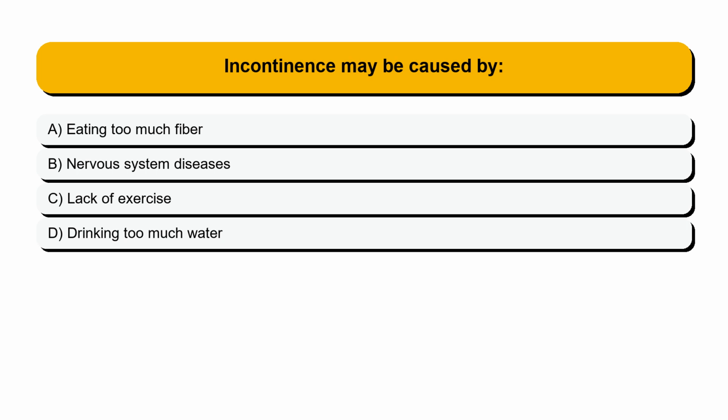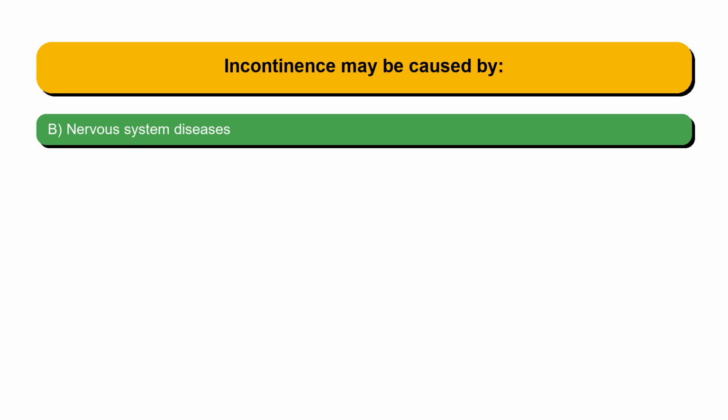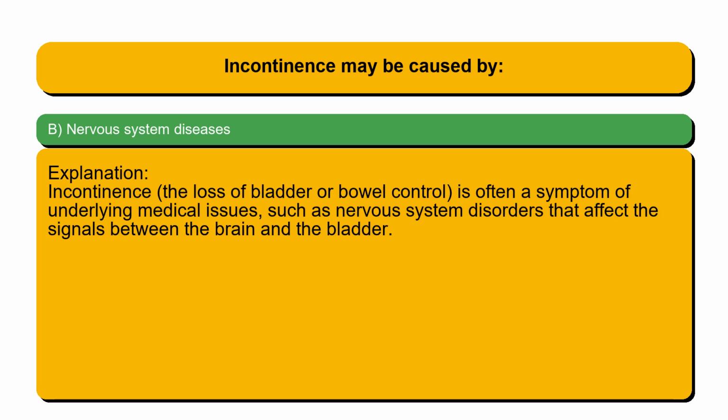Question 75. Incontinence may be caused by option A, eating too much fiber. Option B, nervous system diseases. Option C, lack of exercise. Option D, drinking too much water. The correct answer is option B, nervous system diseases. Incontinence, the loss of bladder or bowel control, is often a symptom of underlying medical issues, such as nervous system disorders that affect the signals between the brain and the bladder.